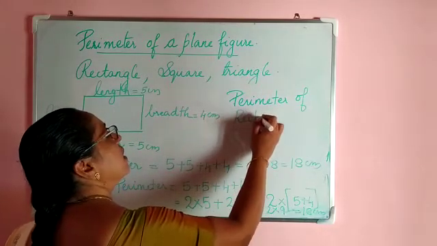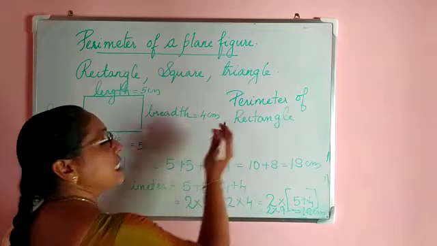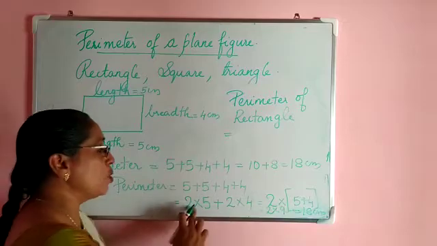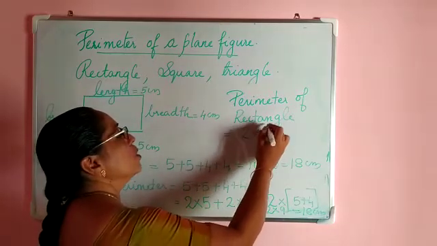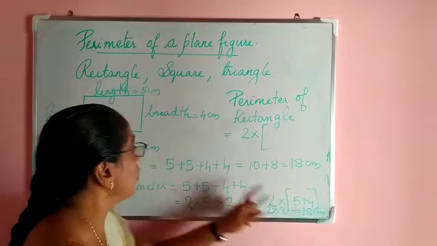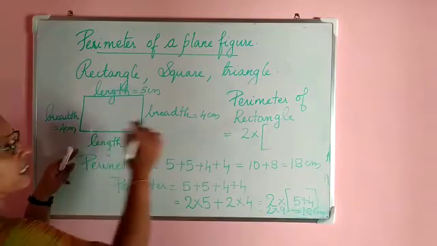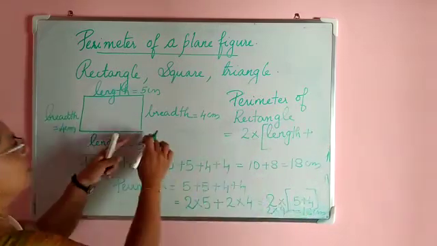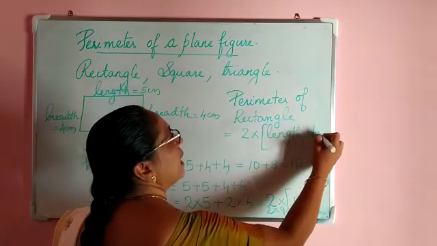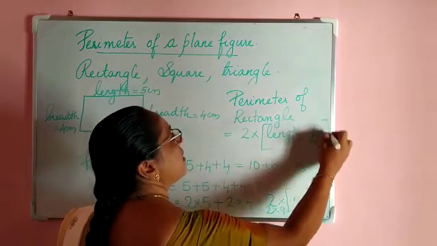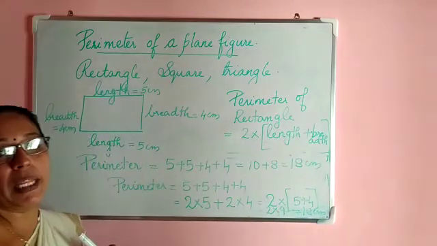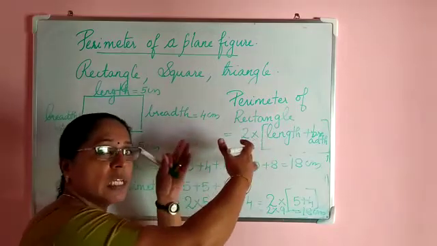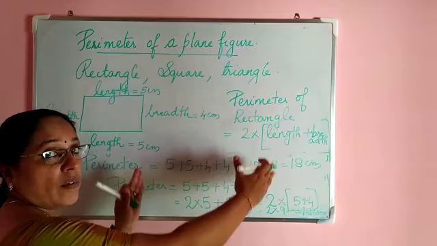We can create a formula using this solved problem. 2 is the common number, so 2 into bracket. What is 5? 5 is the length. So 2 into bracket length plus, what is 4? 4 is the breadth. 2 into bracket length plus breadth. And this is the formula to find the perimeter of a rectangle. You don't have to remember the formula, but when you go to the higher classes, we use this formula.